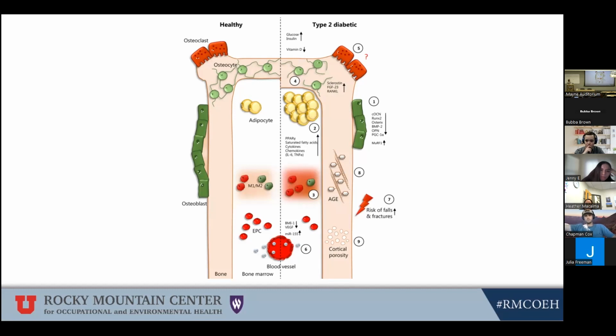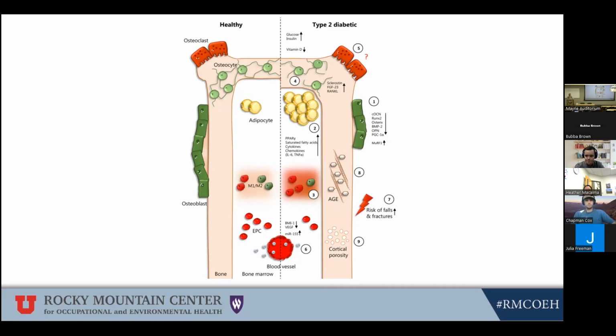And you can see at the top, there's the osteocyte network, and it's all nicely connected on the healthy side and kind of broken up on the diabetic side. The adipocytes, there's less on the healthy side, more on the unhealthy side. There's more osteoblasts on the healthy side, less osteoblasts on the diabetic side. So after reading the article and reviewing this figure, I thought it did a really nice job of summarizing everything, but just wasn't great for the presentation today.